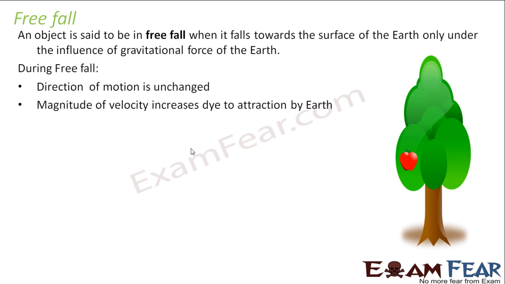That means there is an acceleration of an object which is under free fall. So a free falling object has an acceleration. And who is responsible for that acceleration? Gravitational pull of the earth. So that is why this acceleration of an object which is falling freely is known as acceleration due to gravity. So under free fall, we are basically going to talk about acceleration due to gravity.